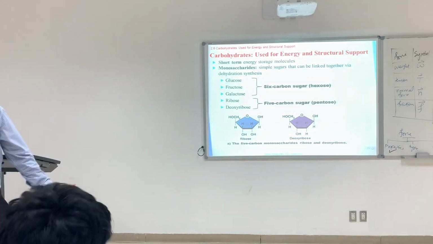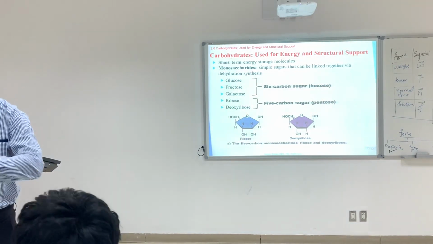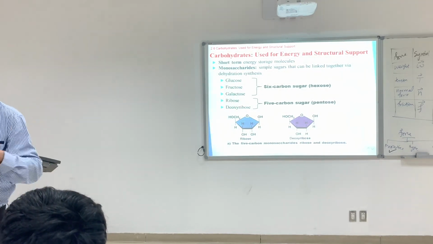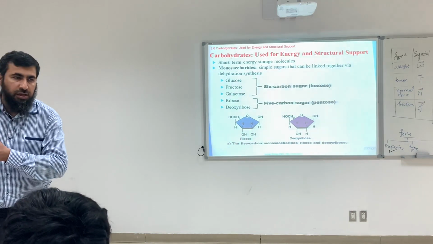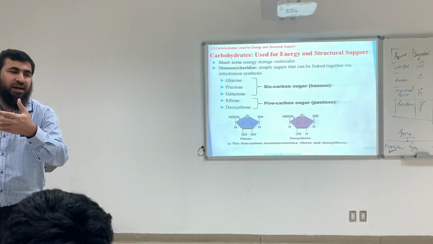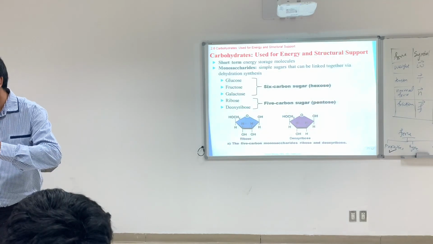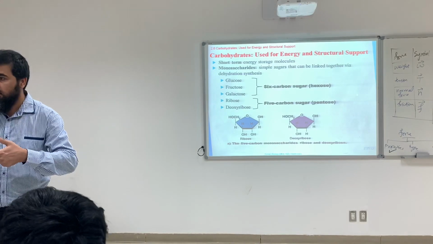What's the meaning of short-term energy and long-term energy? Short-term is quick energy. Carbohydrates are energy we can use within hours, okay? So if you eat food now, your body will store some of the glucose as glycogen. Later on, if you haven't eaten after 4 hours, your body will start using that. It won't use the fat. It will use the glycogen, okay? So it's called short term.